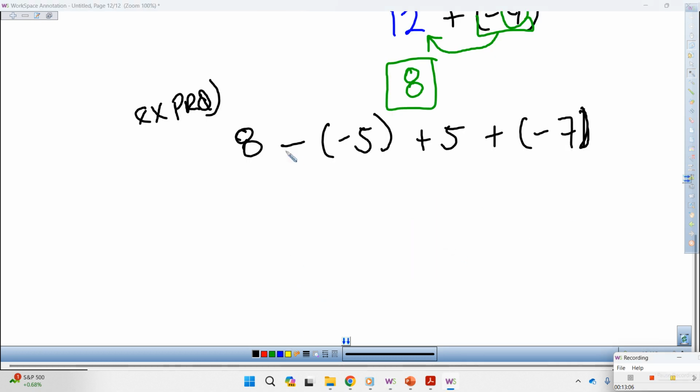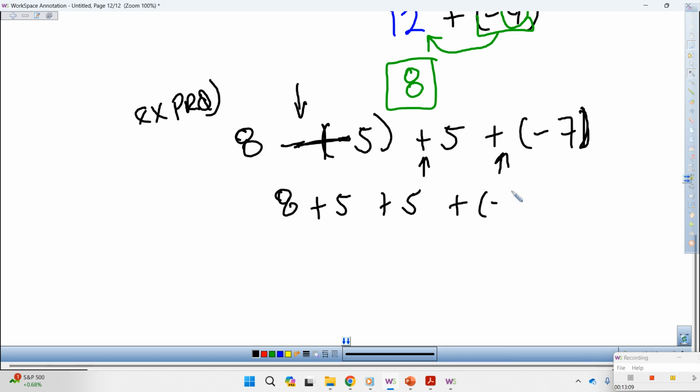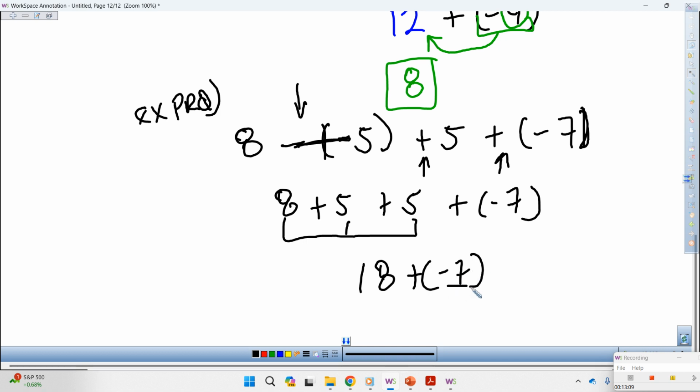All right, let's see. Do we have addition here? No. Yes. Yes. So that means we need to change this. This becomes a positive. So this is 8 plus 5 plus 5 plus -7. Combine like terms. What is 8 plus 5 plus 5? That is 18 plus -7. 7 of these are going to cancel 7 of these positives, and that leaves us with 11.